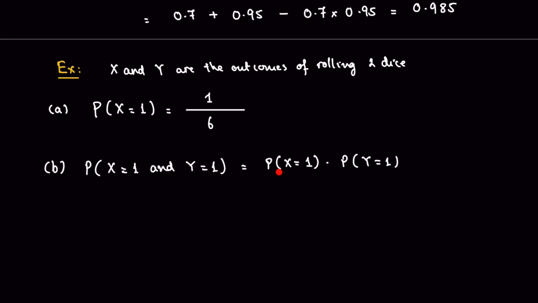And the probability of X equal to 1 we already found, which is 1 over 6. And the probability of Y equal to 1, because it's a similar die with 6 faces, uses similar calculations. Therefore, the probability of Y equal to 1 is also 1 over 6. And this gives me 1 over 36 as the answer for the probability that both X and Y are 1.